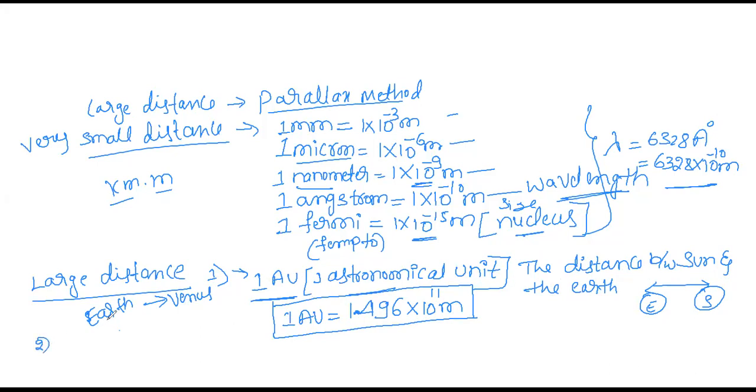Second one is 1 light year. Okay, light years. We can measure large distances in terms of light year. What is meant by light year? Light is nothing but a what?